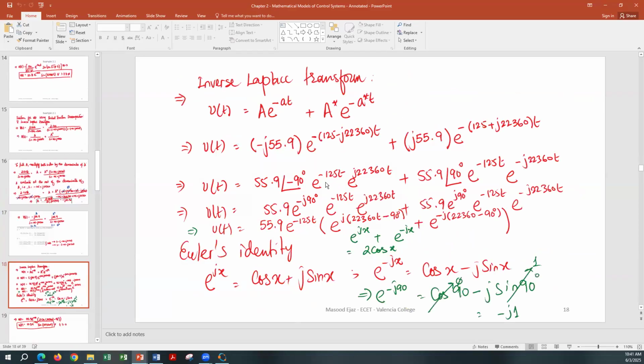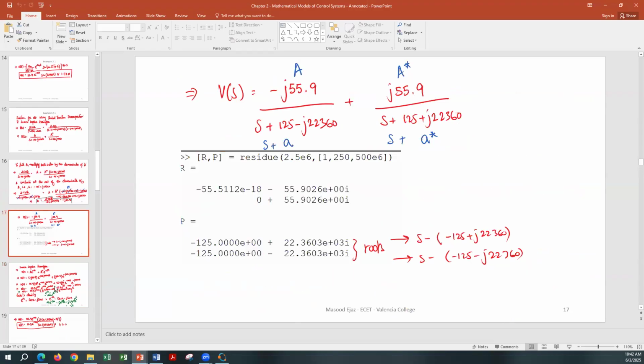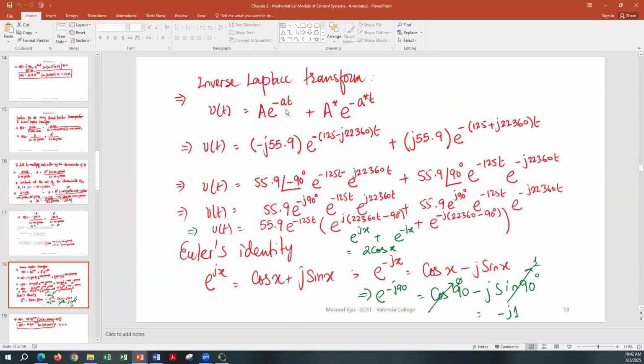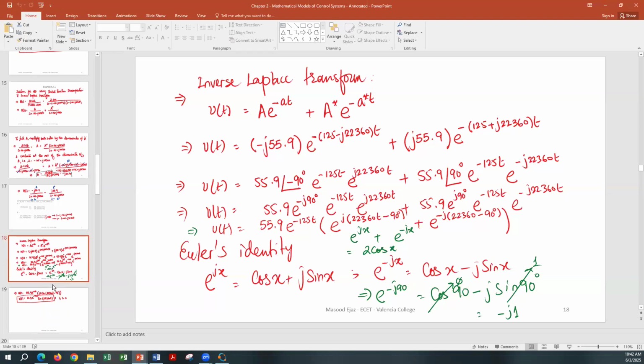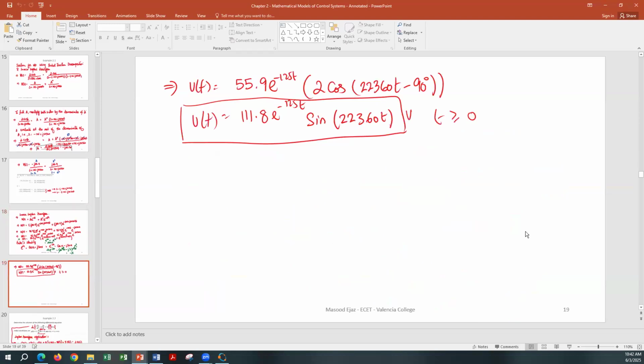Now inverse Laplace transform: a e to the power negative t plus a conjugate e to the power negative a conjugate t. A was negative j55.9, and we plugged that in over here. This a was 125 minus j this, so plugging it here. Then when we did the expansion using Euler's identity and everything, it came out to be 55.9 e to the power negative 125t times 2 times cosine 22360t minus 90 degrees.